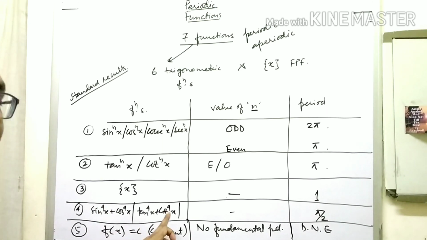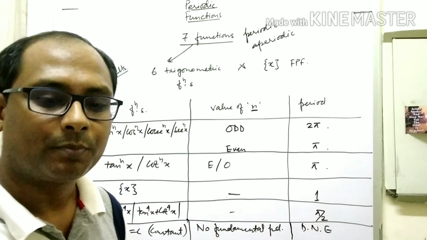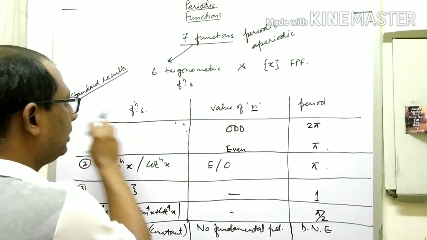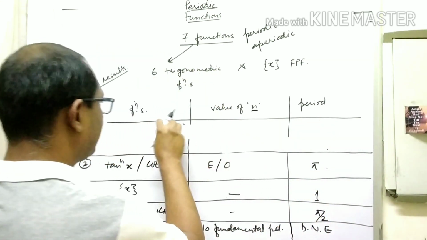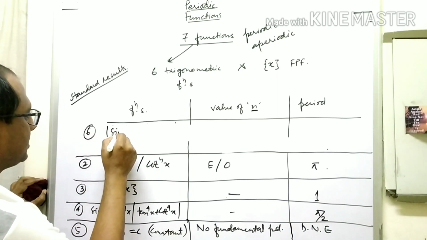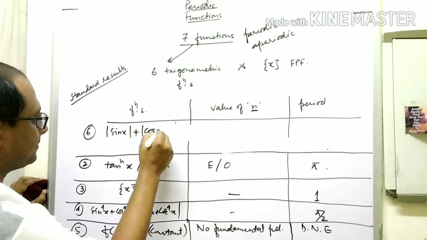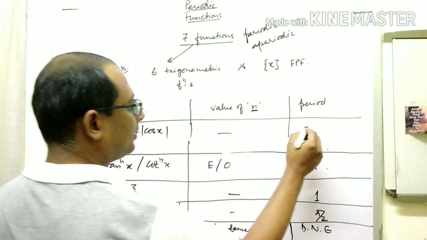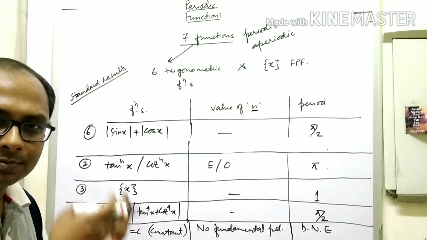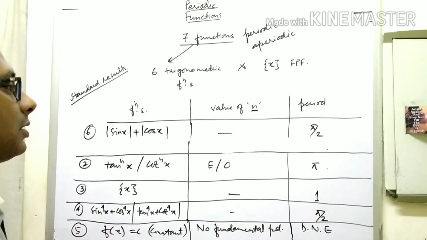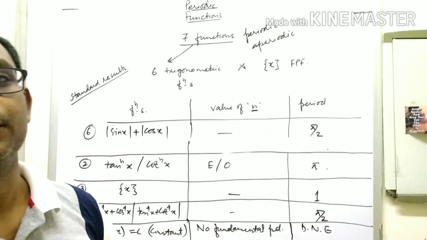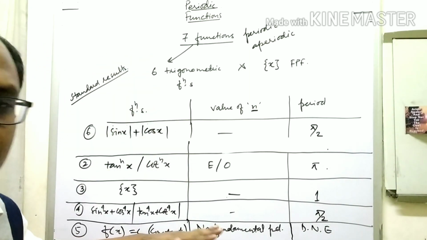For the rest of the even powers, the period will be always pi by 2. Okay, along with this we'll just write one more, the sixth one: modulus of sin x plus modulus of cos x. Again the period is pi by 2, but this one is true for all the complementary functions: modulus of tan x plus modulus of cot x, modulus of sec x plus modulus of cosec x also will be pi by 2. Okay, so these are the basic things we'll try to remember.